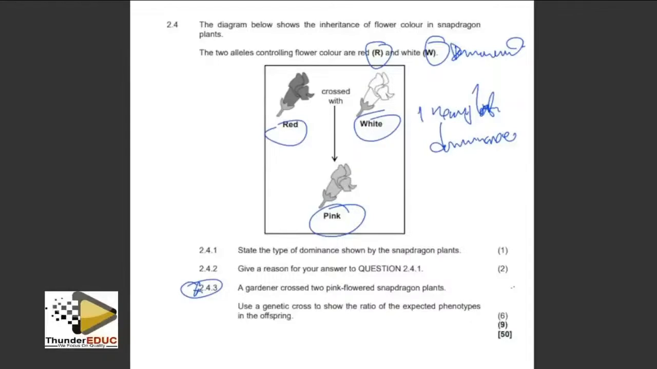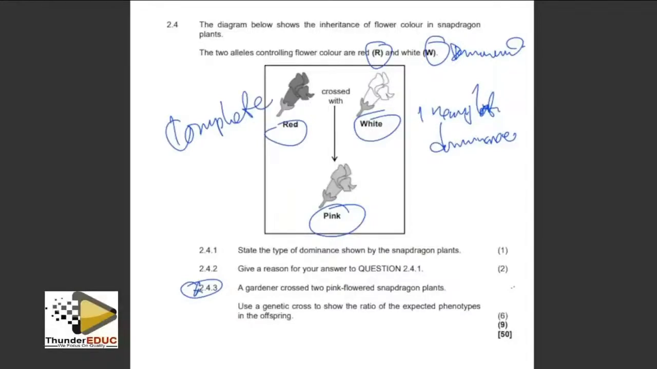Now, if it was complete dominance, I would have either red or white, depending on which one is dominant. And if I had codominance, I would have produced a mixture of red and white. But because this one is pink, a third phenotype, or an intermediate, therefore it is incomplete dominancy.